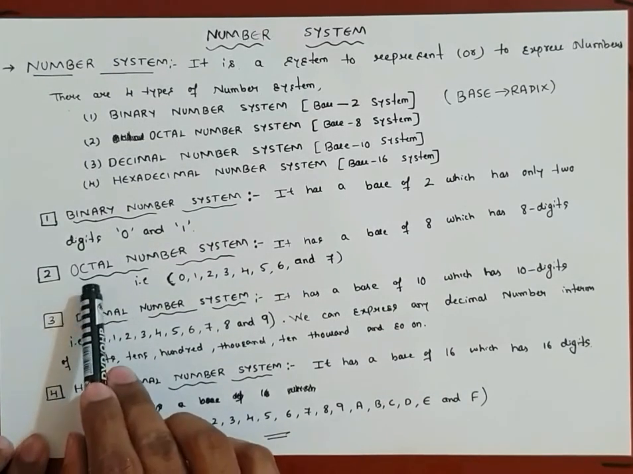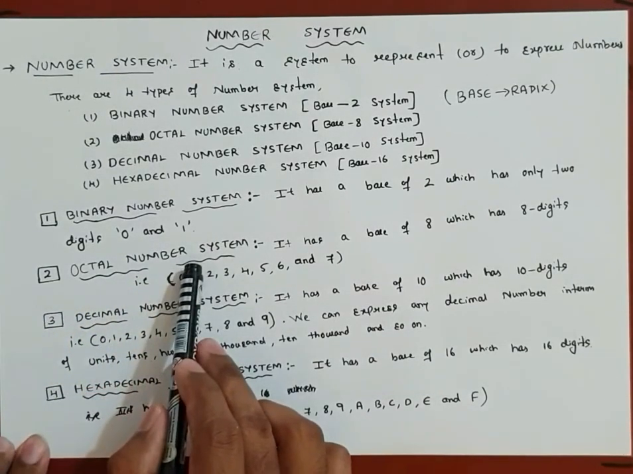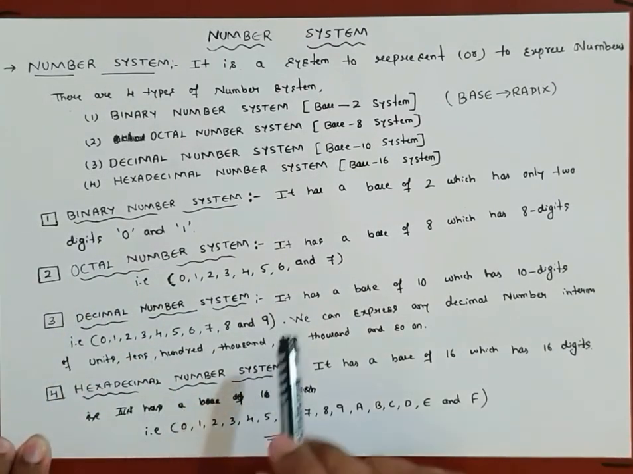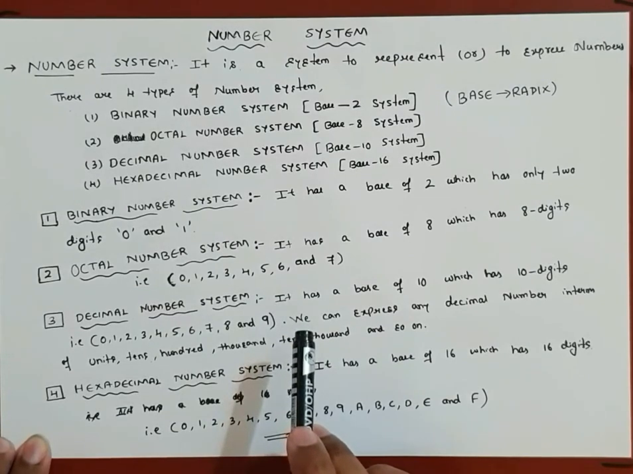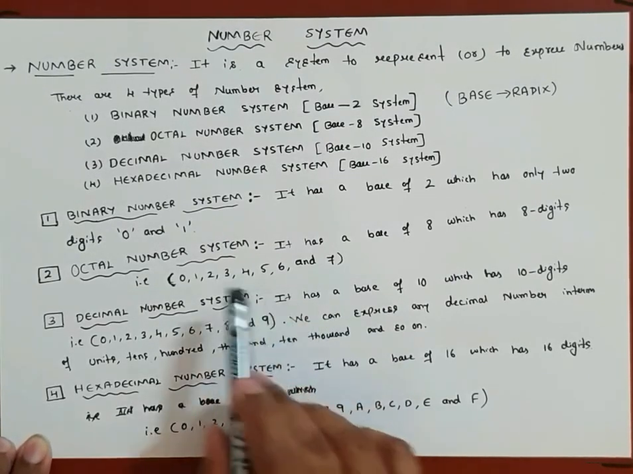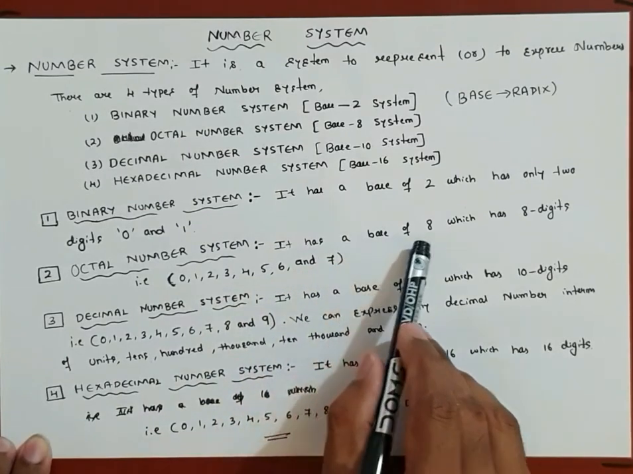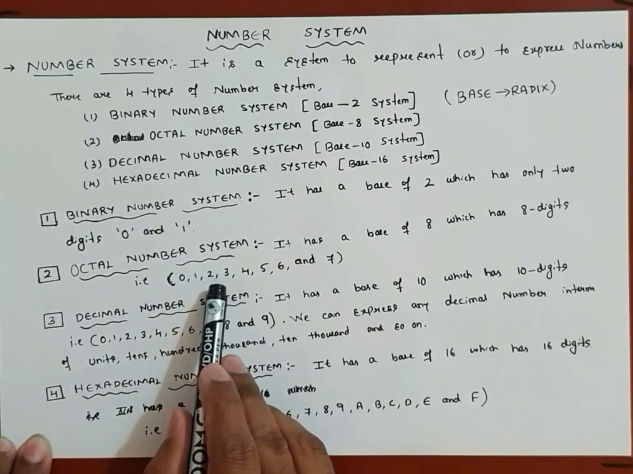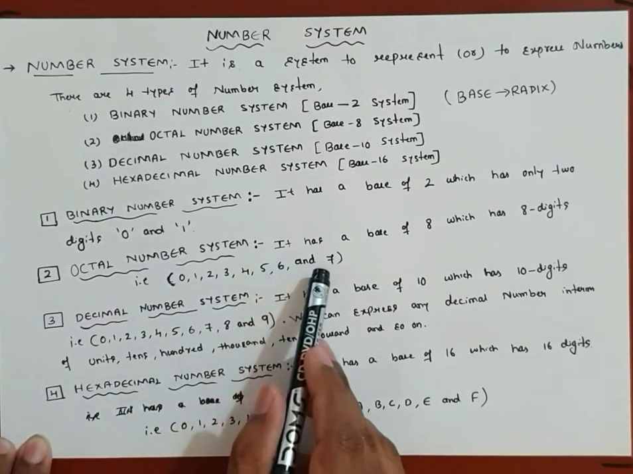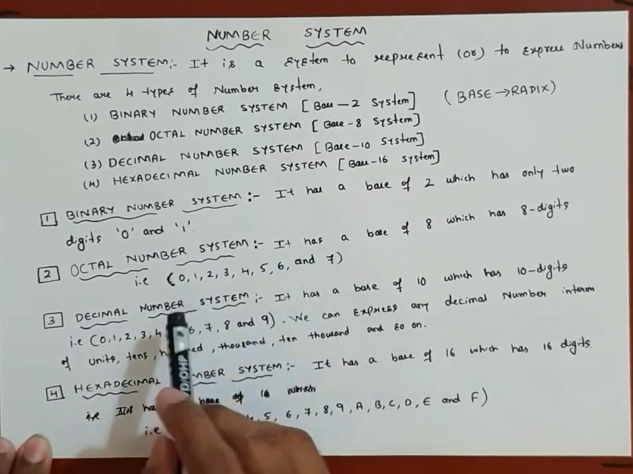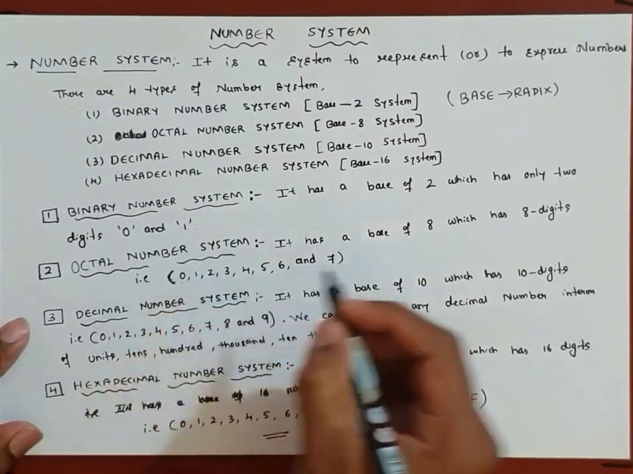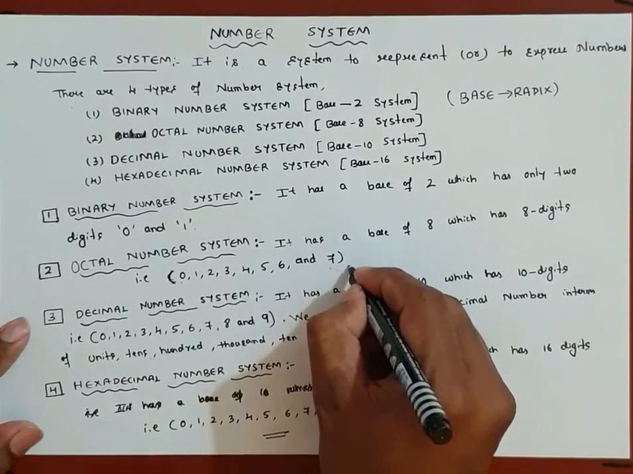Next one is octal number system. Octal means 8, hence octal number system has 8 digits which start from 0 and end at 7. That is, octal number system has a base of 8 which has 8 digits, that is 0, 1, 2, 3, 4, 5, 6 and 7, where 0 is the first digit and 7 is the 8th digit.